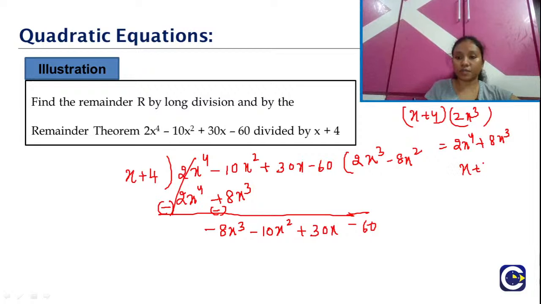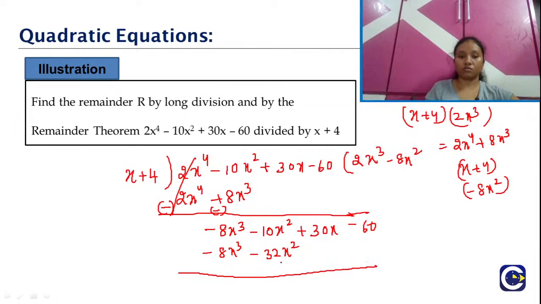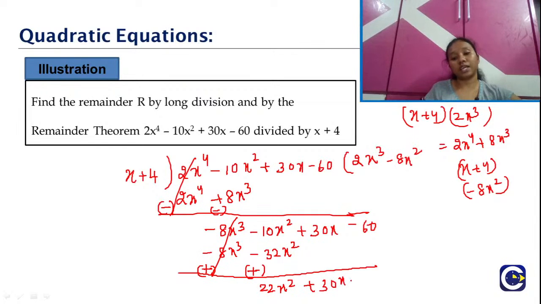Right, so x plus 4 into minus 8x square. So this will be minus 8x cube, and then minus 8 4s are 32, so 32x square. So this will be plus, getting cancelled, and then it will be plus again. So plus 32 minus 10, it will be plus 22x square. So plus 22x square plus 30x minus 60. So far we are left with 22x square plus 30x minus 60.